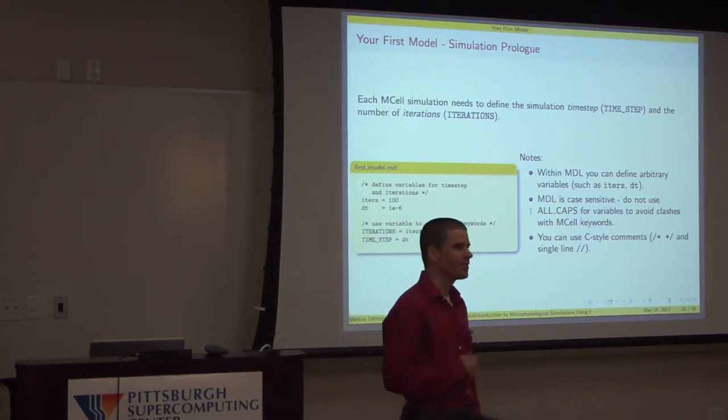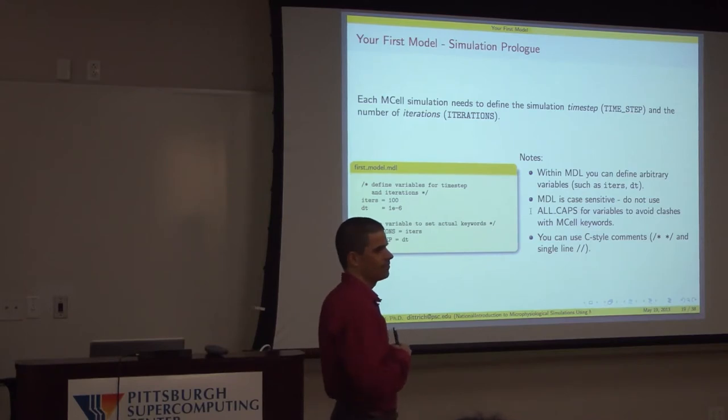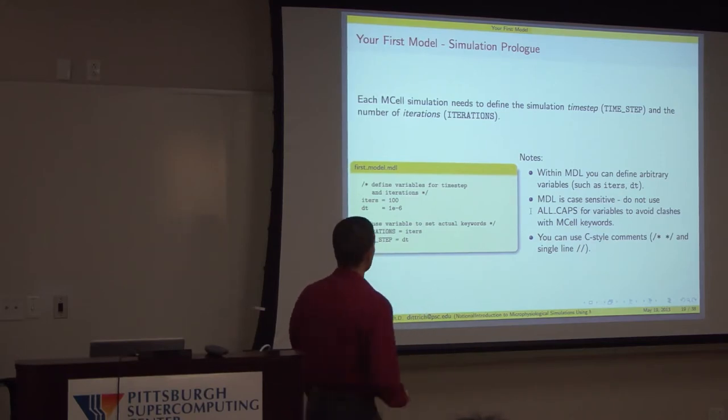Yes, sorry? Is iters the number of times you're running? Right. Both, because each iteration will be 10 to the minus 6 seconds, so 100 iterations will be 10 to the minus 4 seconds total time. So basically, each iteration is 1 dt. How many time steps? Right, exactly.